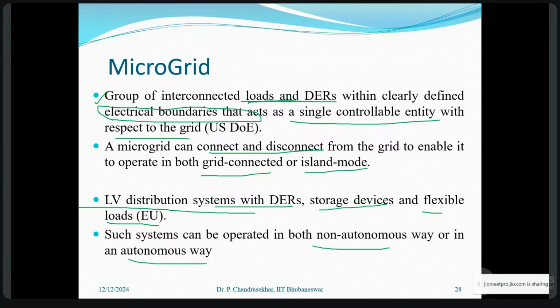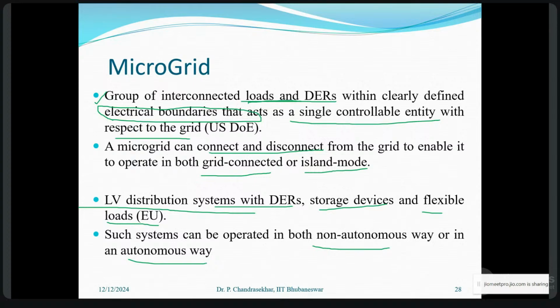So we want to maintain the 50 Hz frequency, but we need not maintain exactly 50 Hz. Let us say 49.9, 49.95, or 50.1, 50.2. We can maintain any value within that range.